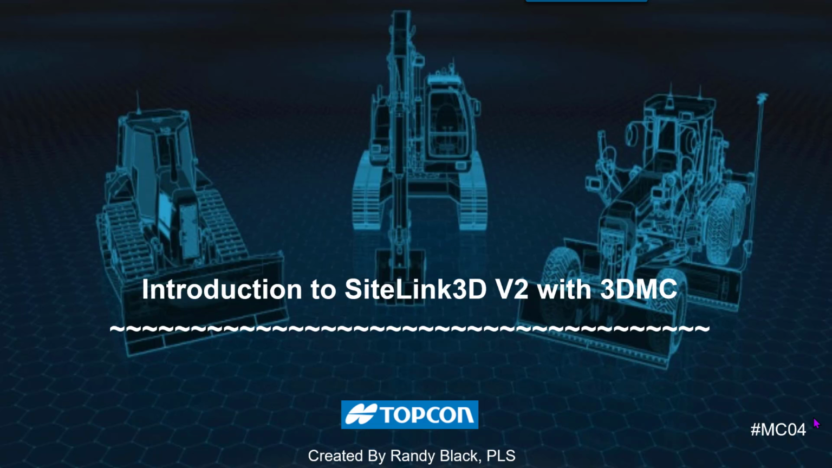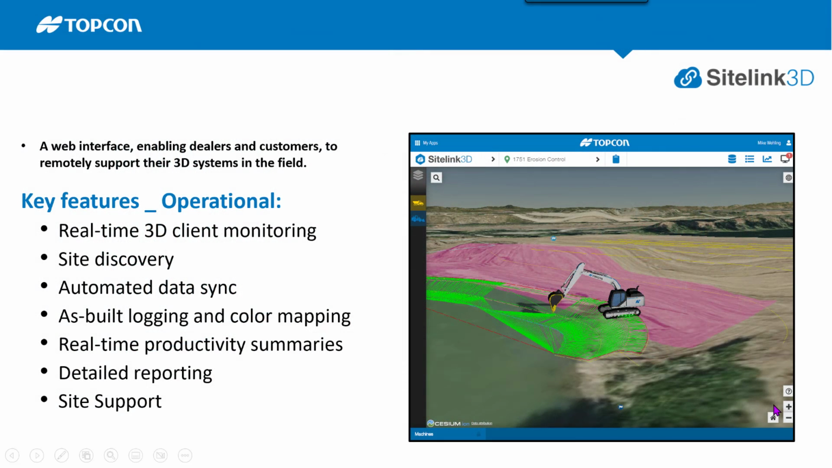Now, introduction might confuse some people because SiteLink, some of the older people would know that it's been out maybe 10 years now in some version form of that. But with version 2 and also with 3D MC changing over time, especially cosmetically, the look and feel is going to be a lot different and with a lot more improvements. Now, if you're unfamiliar with what SiteLink is, it's basically a web interface enabling customers, dealers to remotely support all the machines out in the field.